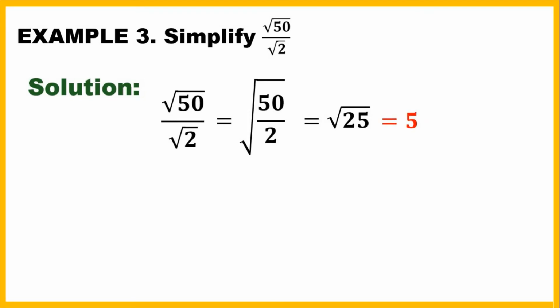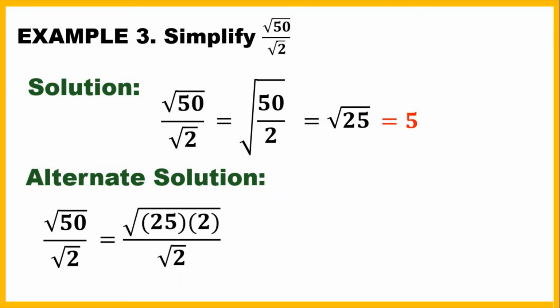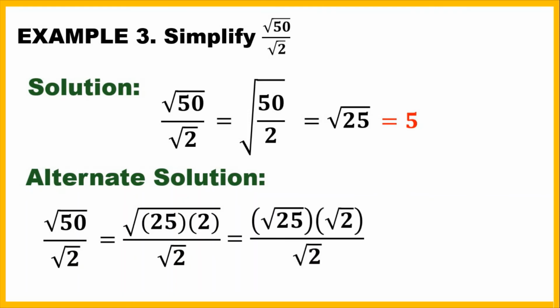Let me present an alternate solution for this problem. Square root of 50 over the square root of 2. 50 can be expressed as 25 times 2. Using the first law, we can split these two factors as the square root of 25 times the square root of 2, copying over square root of 2. And now we can divide the square root of 2 and square root of 2. What we have left is the square root of 25, which is 5. So really, square root of 50 over square root of 2 is 5.